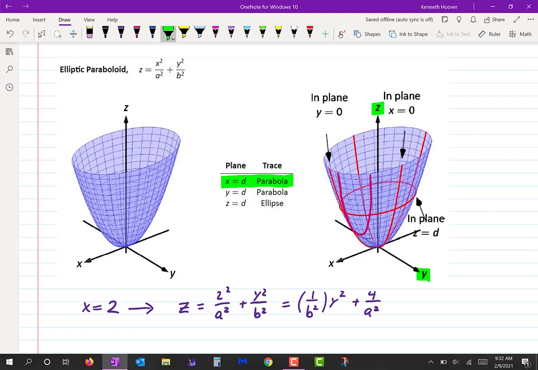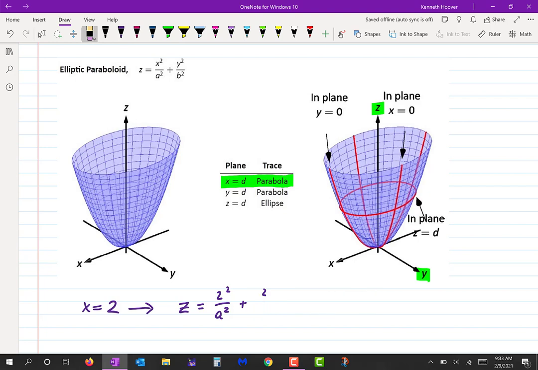If you look at the plane x equals d, that's a plane parallel to the yz plane. And if you slice this surface, you will see a parabola. Okay? All right.